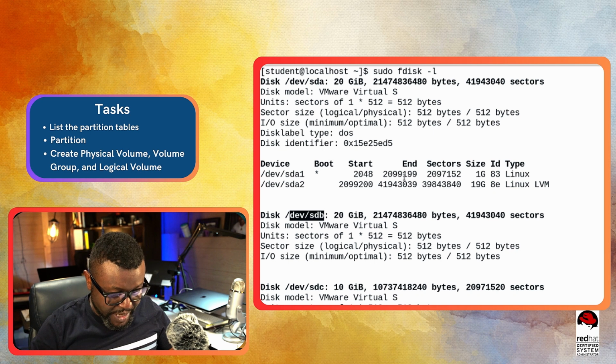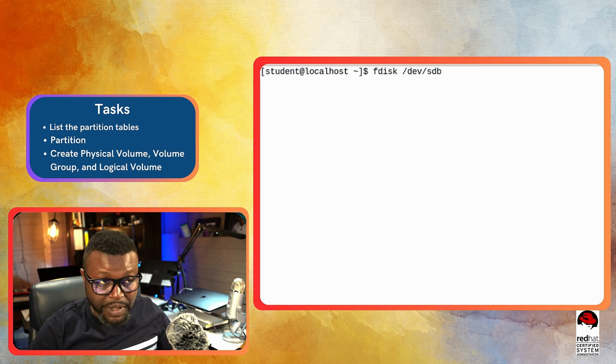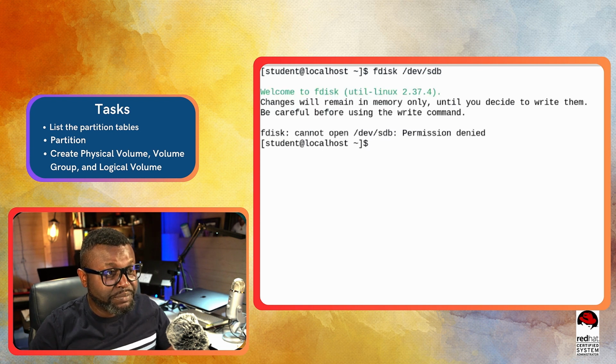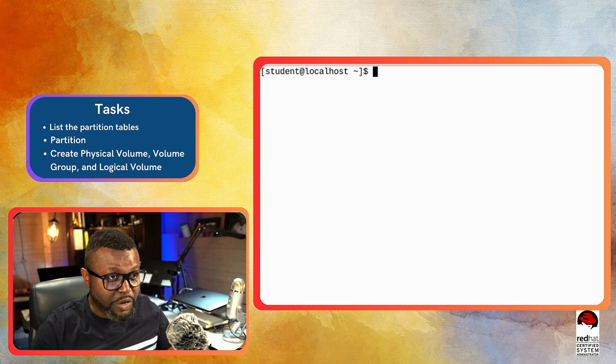After we do that, we clear the screen, and then we use this command to begin partitioning this disk. I'm going to do /dev/sdb. When you do this, it takes you to a prompt, and then you have to follow the prompts. Again, here you see permission denied, meaning that you have to use sudo again.